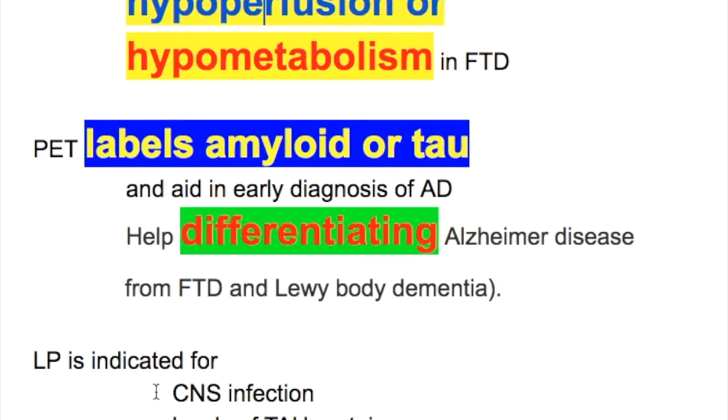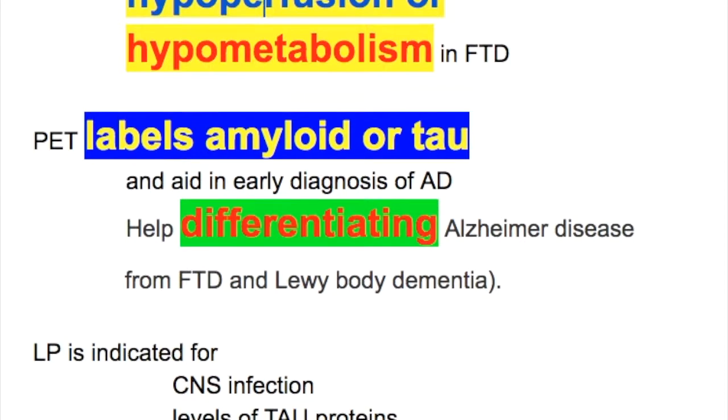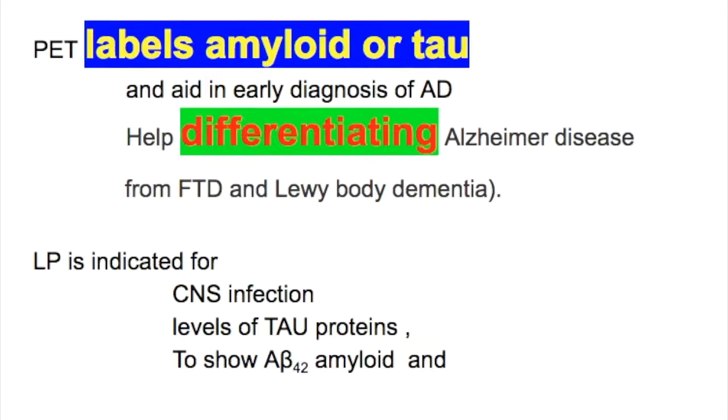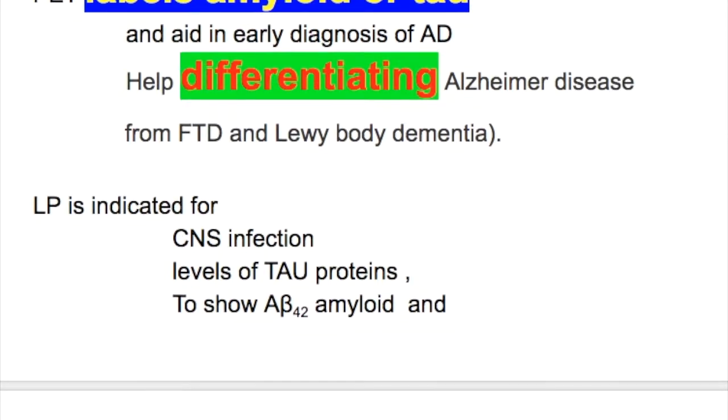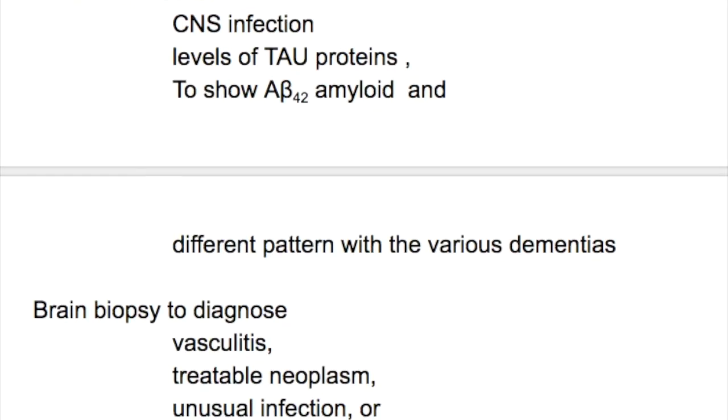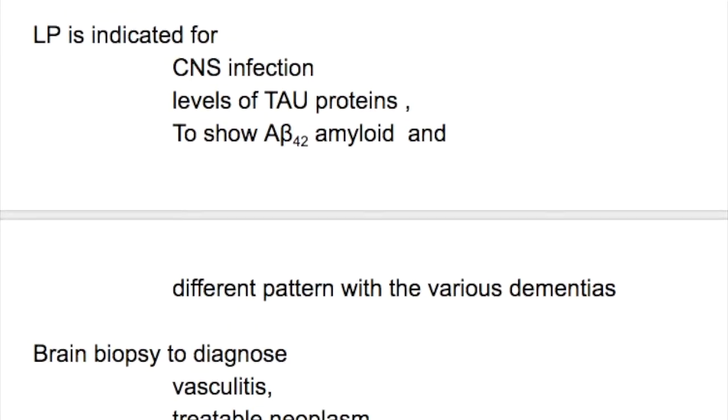Lumbar puncture is indicated for CNS infections and it also shows levels of tau proteins and beta 42 amyloid and different pattern with various dementias. Brain biopsy is done to diagnose vasculitis, treatable neoplasm, unusual infection or systemic disorders such as vasculitis or sarcoid.